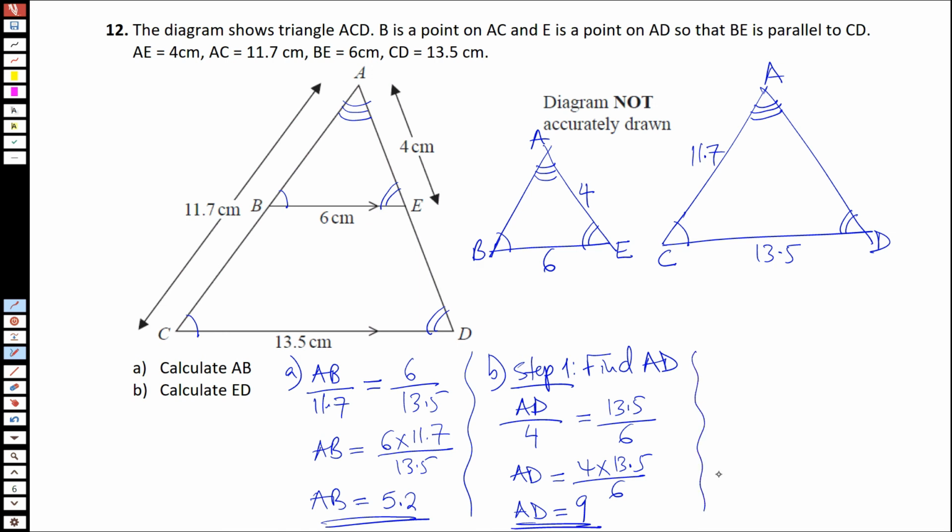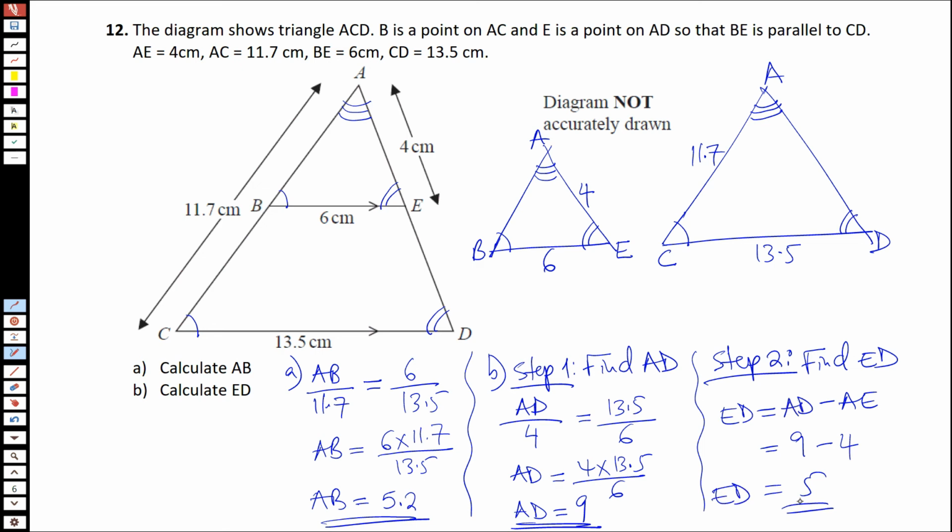And now step 2, we can proceed and find ED. We know that ED is equal to AD minus AE. Now AD is 9, AE is given here as 4, and 9 minus 4 is 5. So ED is equal to 5.